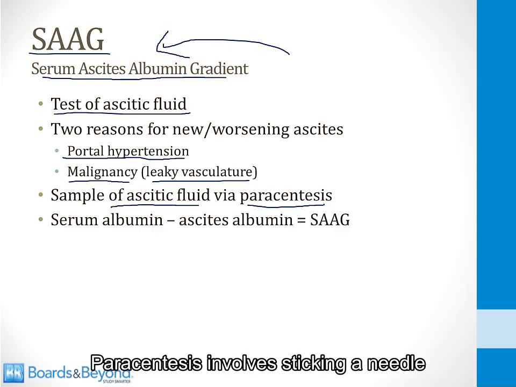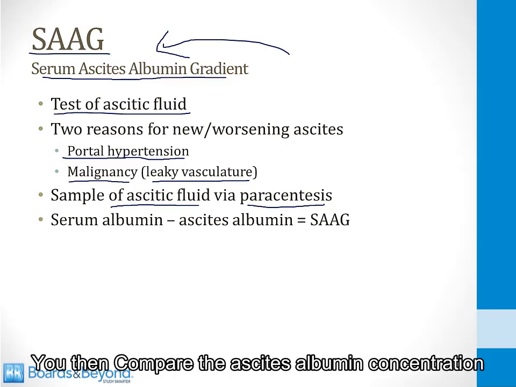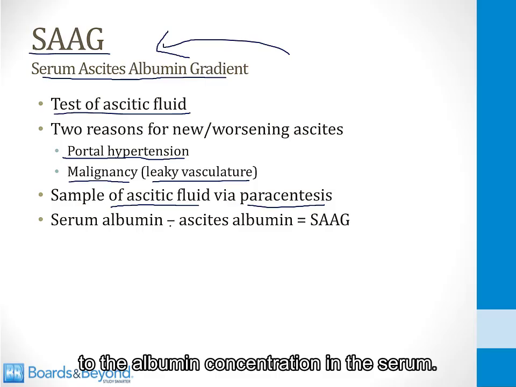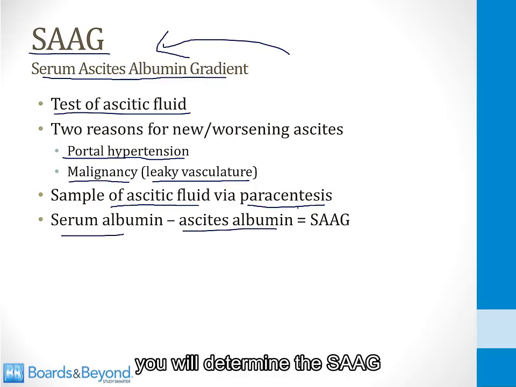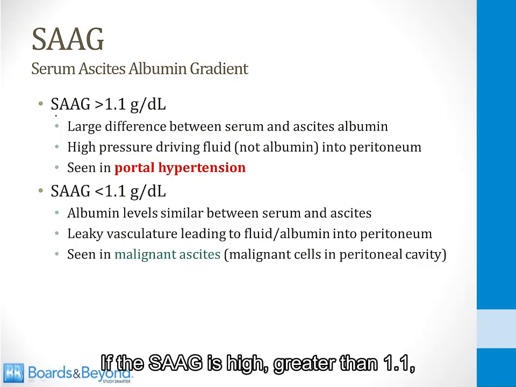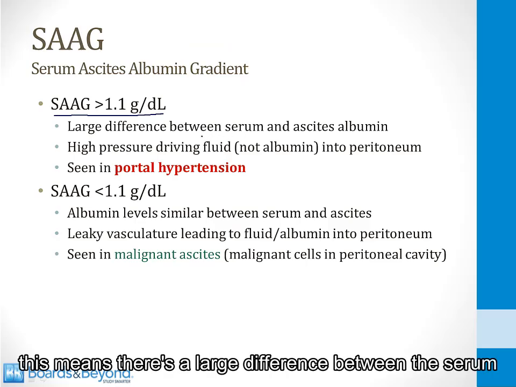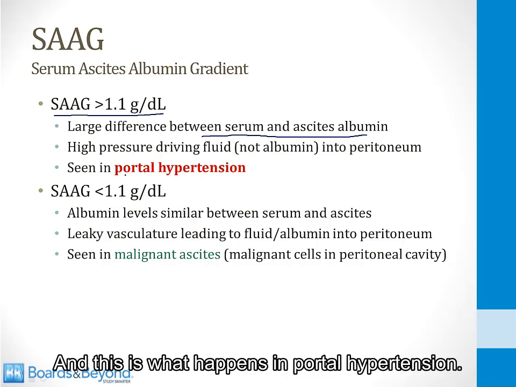Paracentesis involves sticking a needle into the swollen abdomen like we saw in that last slide and drawing a sample of the fluid. You then compare the ascites albumin concentration to the albumin concentration in the serum. If you subtract the ascites albumin from the serum albumin, you will determine the SAAG, or the serum ascites albumin gradient. If the SAAG is high, greater than 1.1, this means there's a large difference between the serum and ascites albumin concentration. And this is what happens in portal hypertension.